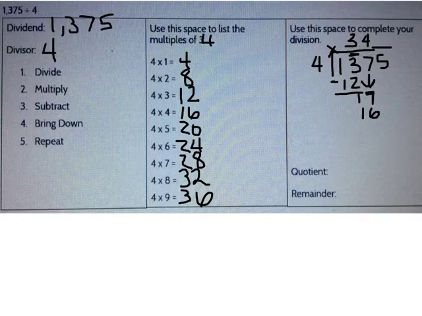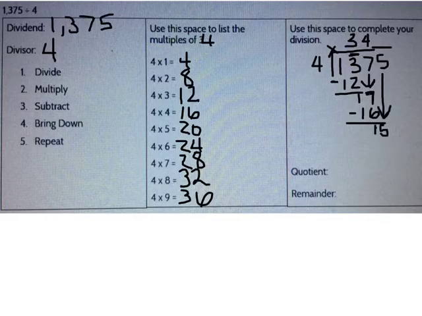Now, what should I do? I need to subtract 17 minus 16 to see how many tens I have left over. What's 17 minus 16? It's 1. I have 1 ten left over. What should I do now? I need to bring down my 5.